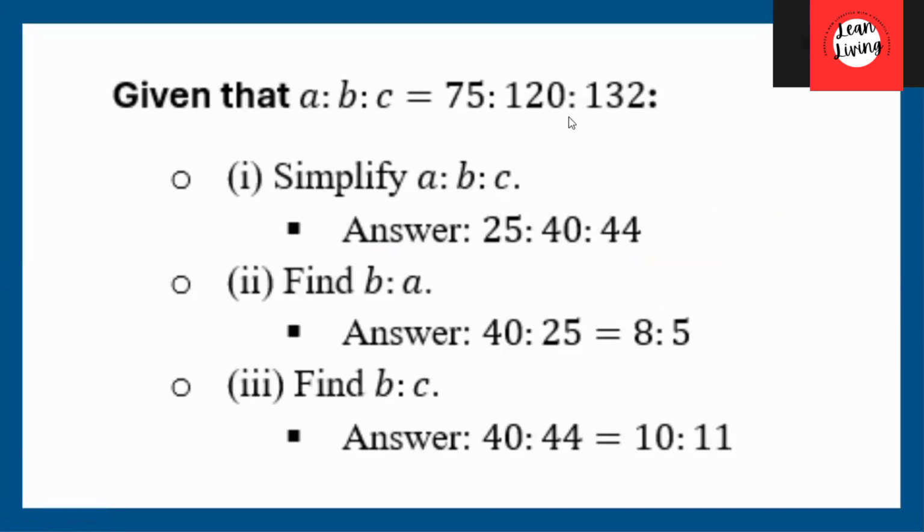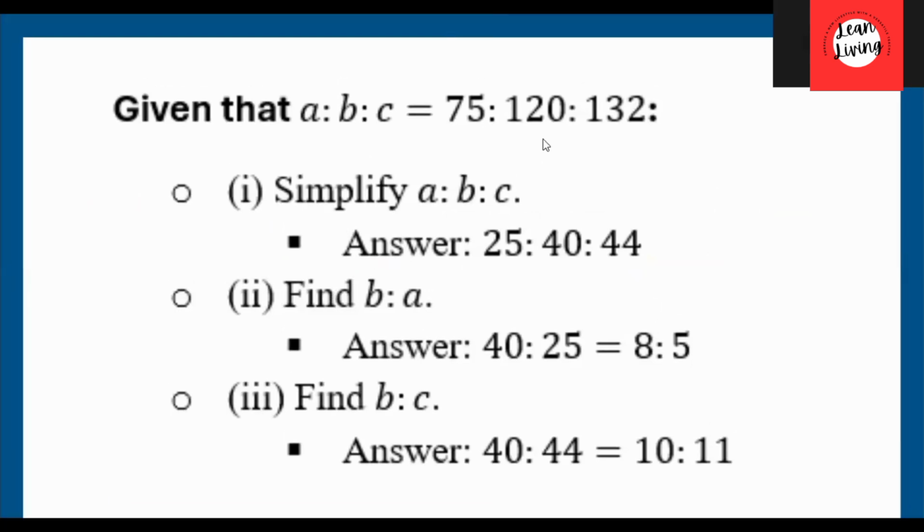Okay, the next question says that you have to simplify. Hold on for a second. Okay, you have to simplify given that A ratio B ratio C is 75 ratio 120 ratio 132. So what you are going to do over here is you have to simplify A is to B is to C. Remember this A is your what?